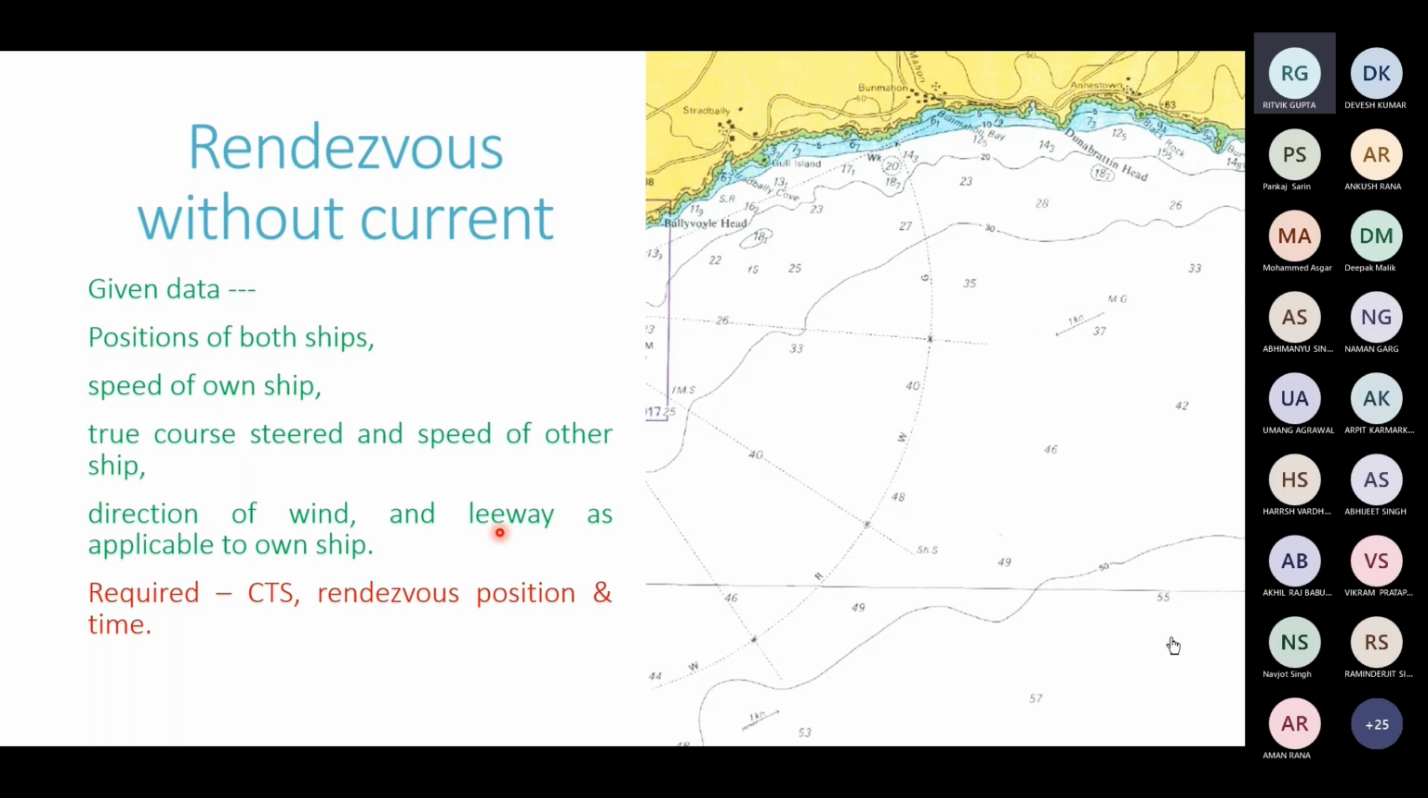What we are required to find out is what course our ship should be steering to rendezvous or meet up with the other ship or the target ship. We are also required to find out what is our rendezvous position, meeting position, and at what time we will be meeting up with the other ship. So this is what we are required to find out.